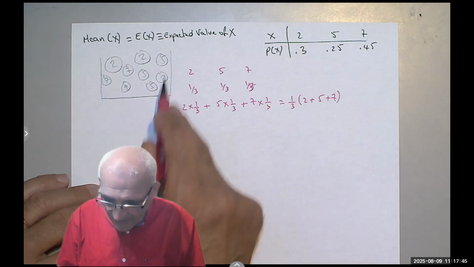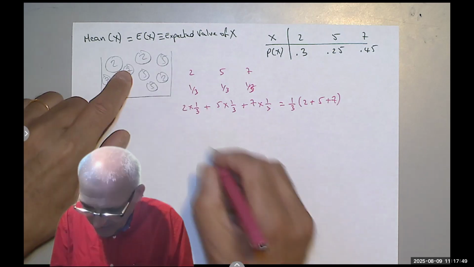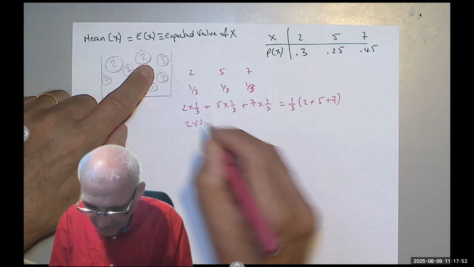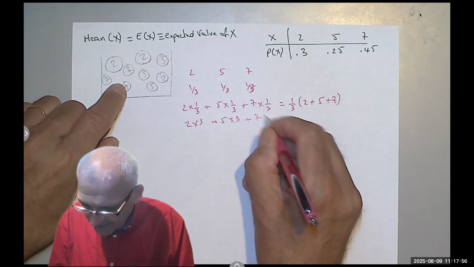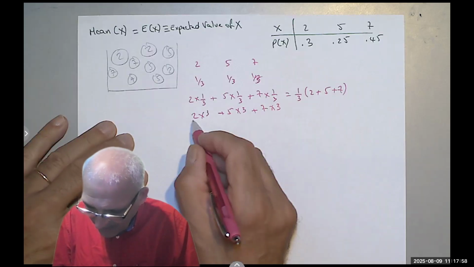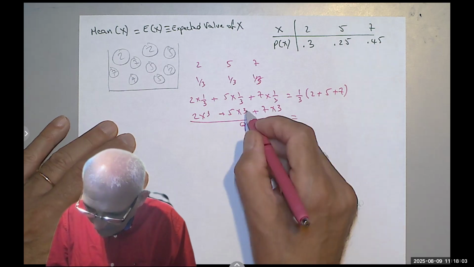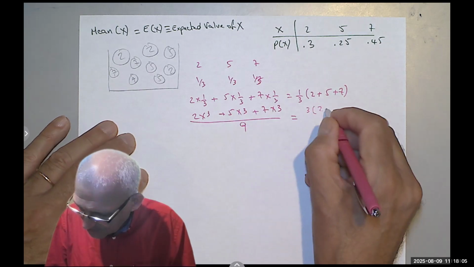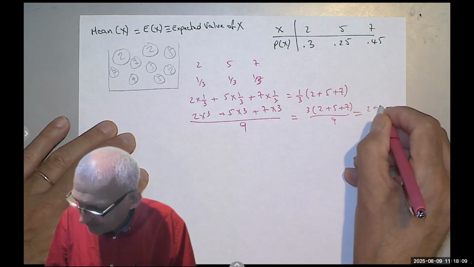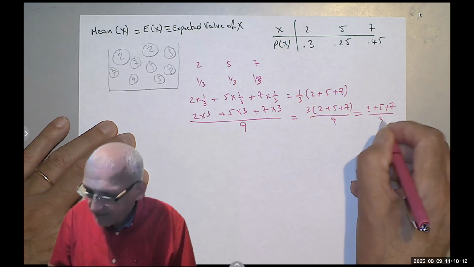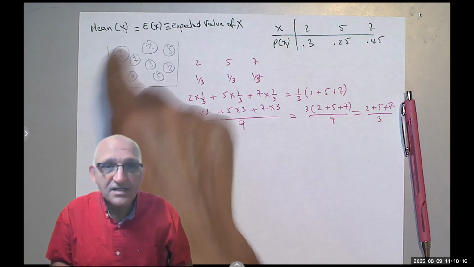Because I could have said, well, the way you would learn if you had 9 balls is to say 2 times 3 because 3 of them, plus 5 times 3 because there are 3 of them, plus 7 times 3 because there are 3 of them, and then you divide by the total number, 9. So if you factor out 3, you get 3 times 2 plus 5 plus 7 over 9. You get 2 plus 5 plus 7 over 3. But that's only if the numbers are equal.